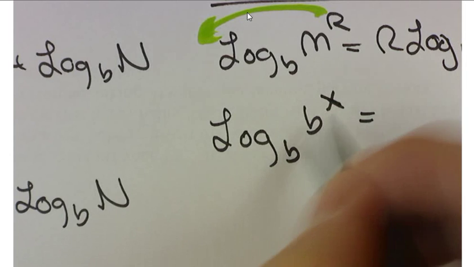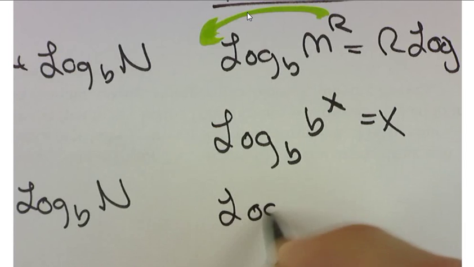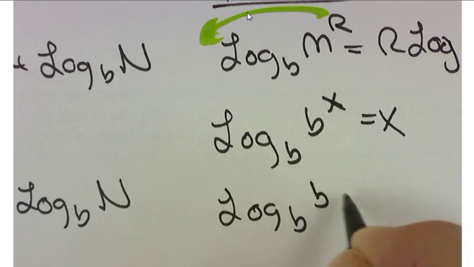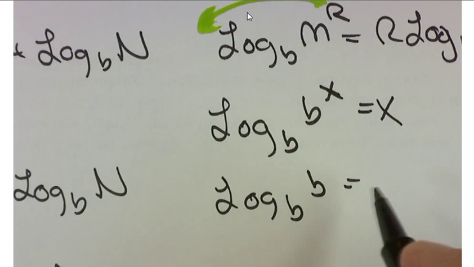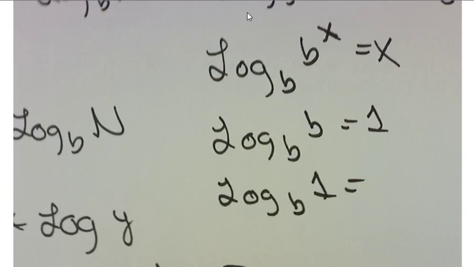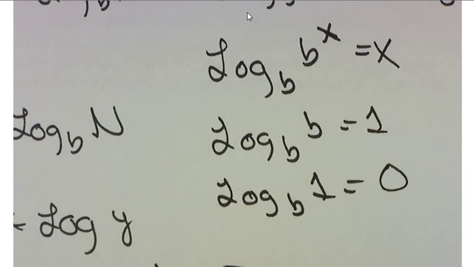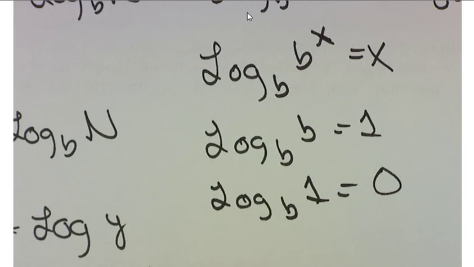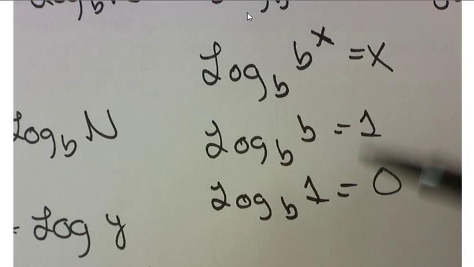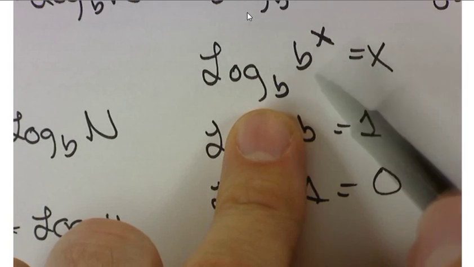Can anyone tell me what I'm going to get? X. How about this one? Log base b of just b. 1. How about log base b of 1? What power of b gives you 1? 0. There you go. So those are 3 more. They're not necessarily formal properties. I don't have a name for these things, but they're handy if you recognize these things, especially this one. That these cancel each other out, that's perfect.